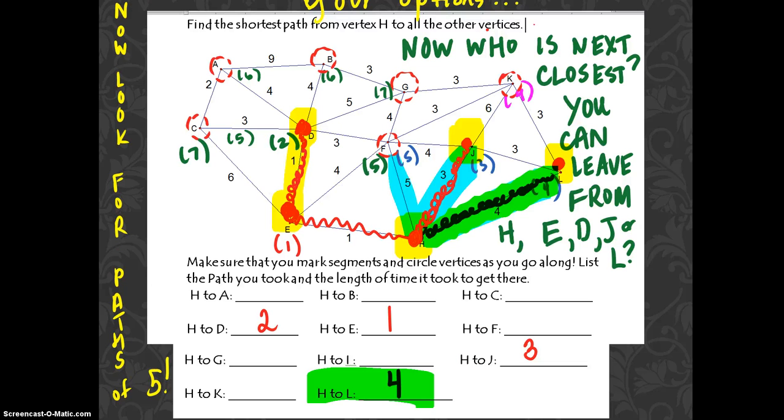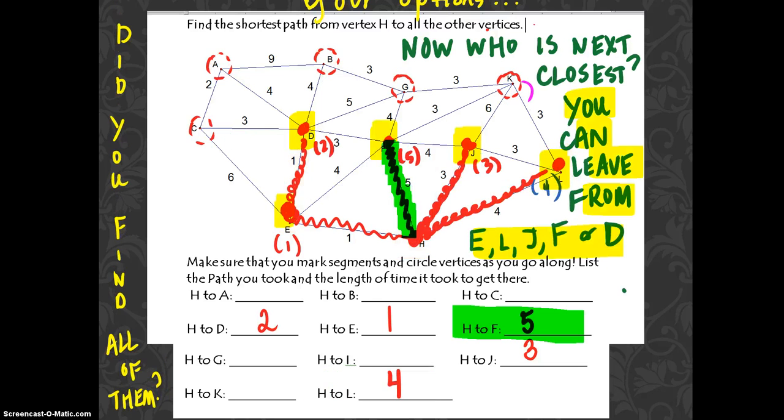Okay, so now we're looking for paths of 5, and you can leave from Larry's room, from John's room, from your own room, from Eddie's room, or from Donna's room. And all of the vertices that I circled in dotted red marks are where you could end up arriving at. So hopefully you notice that you can leave from your room and go to Frank's room. That takes 5 minutes. Now look around. Are there any other paths of 5 that you could have chosen?